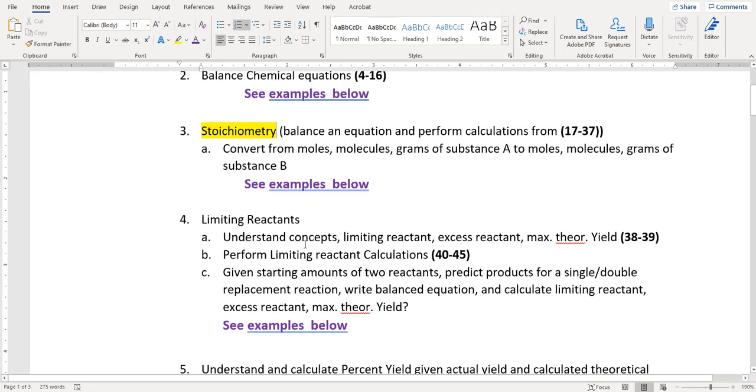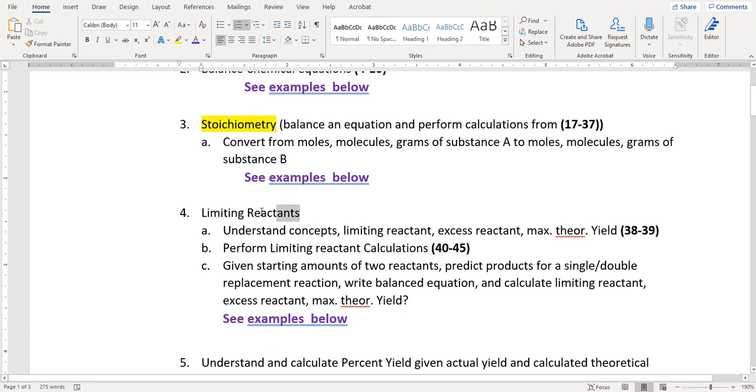Then we're going to get into one of the more popular applications of stoichiometry, limiting reactants. You'll see this in actually every major science class. They love limiting reactants type of problems.